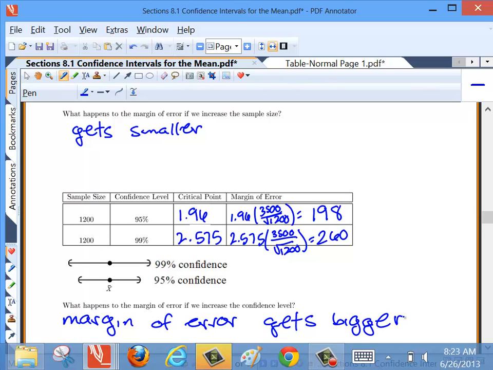Okay, which makes sense when you think about it, because remember, what did your confidence level mean? It means how many of all the possible confidence intervals would actually contain your population mean mu. And so how could you make sure that more of your confidence intervals contain the population mean? You have to make it wider. Okay, so it's a trade-off. You'll be more confident that your population mean is actually in there, but your interval is going to be bigger, and so it won't be quite as precise.